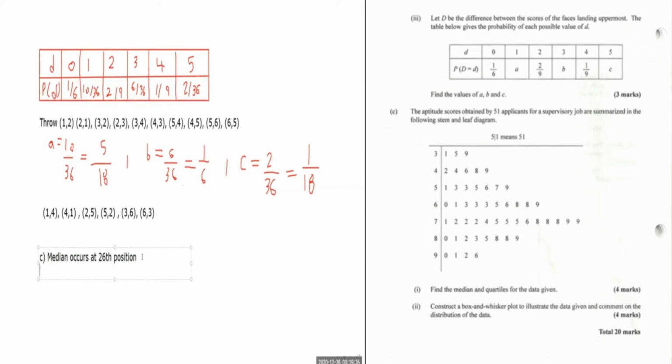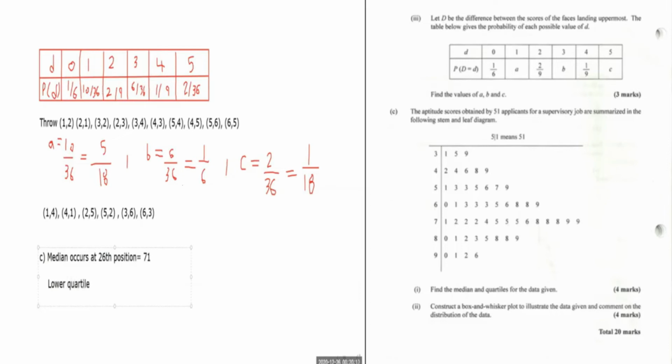All right, so let's look for the 26th score. Looking in the table, the 26th score, that looks like 71. All right, that's 71. It's equal to 71. So the person that got 71 on the aptitude test, that's the median. Next they want is the quartile. So let's find the lower quartile first.